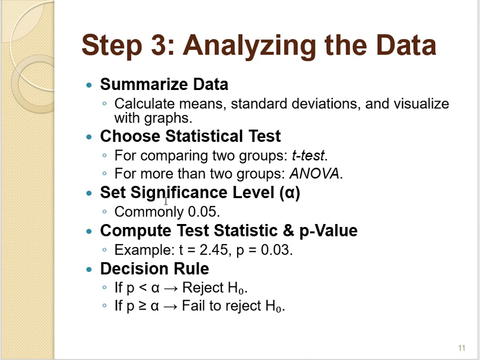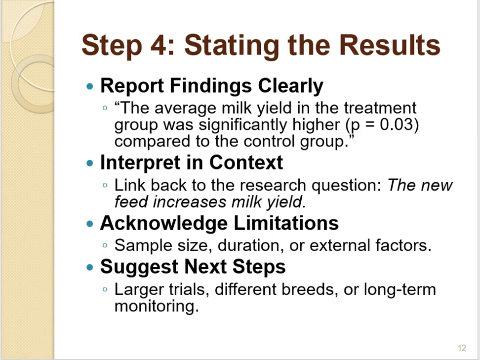Now we need to analyze data. We will calculate mean, standard deviation, and visualize it. Then we will choose a statistical test, t-test or ANOVA, significance level alpha 0.05, compute t-statistic and p-value. If p is less than alpha, reject H0. If probability value is greater than or equal to alpha, fail to reject H0. So then we can report the result according to the nature of the experiment.